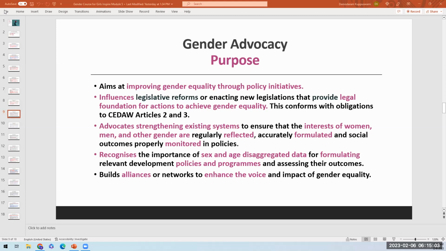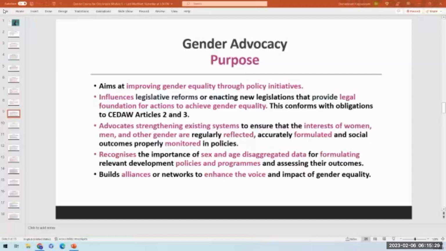In my view, advocacy is like public action. Trying to convince the public of a certain belief or idea that someone has or a group of people have. So they organize themselves to campaign specifically for the marginalized. It could be women who are marginalized. It could be the youth who are marginalized. It could be people living with disability.